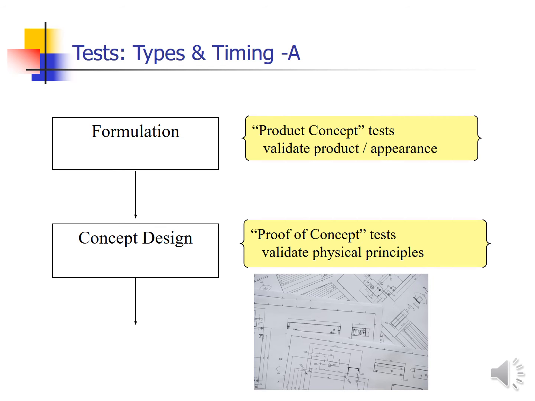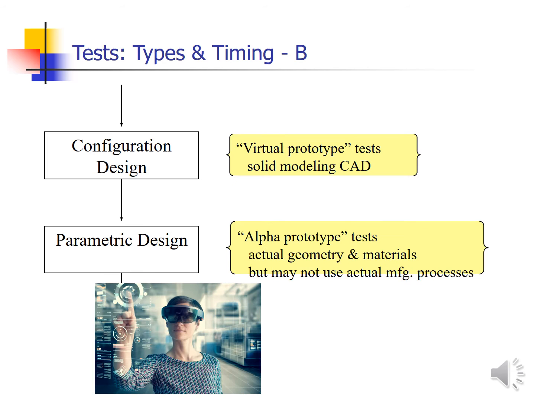Okay, types of testing. First is the concept idea. We have a product concept, and the product is to be tested. First, we validate product concept and appearance, and proof of concept testing validates physical principles. Number 2, after that, is configuration design, where we do virtual prototype testing. It means we do solid modeling in CAD. And number 4, we fabricate using parametric design. It means we use alpha prototype testing, with actual geometry and material, but it may not use the actual manufacturing process.